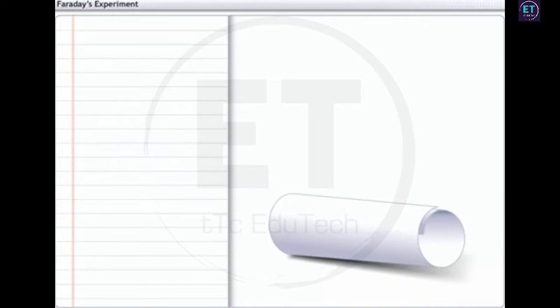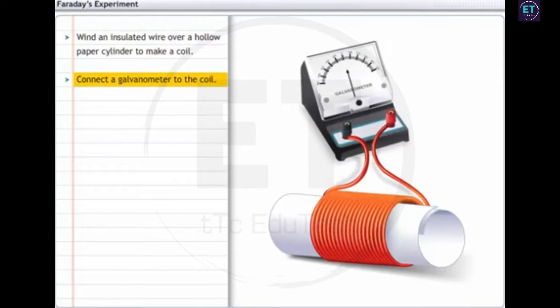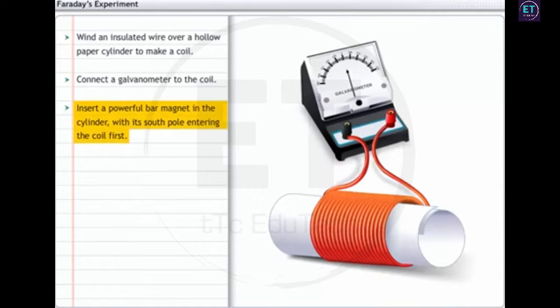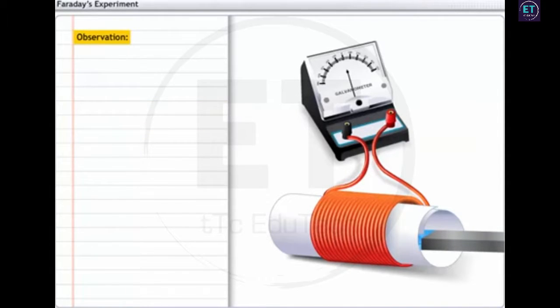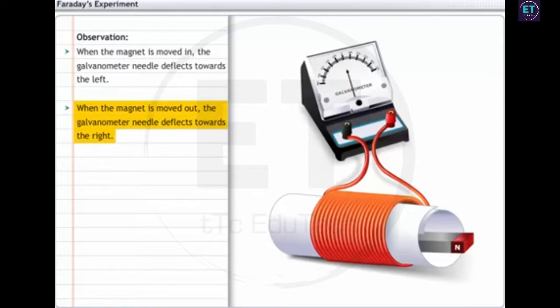To conduct Faraday's experiment, we will begin by winding an insulated wire over a hollow paper cylinder to make a coil. Next, we connect a galvanometer to the coil. Finally, we insert a powerful bar magnet in the cylinder with the south pole entering the coil first. We observe that when the magnet is moved in, the galvanometer needle deflects towards the left. When the magnet is moved out of the coil, the galvanometer needle deflects towards the right.